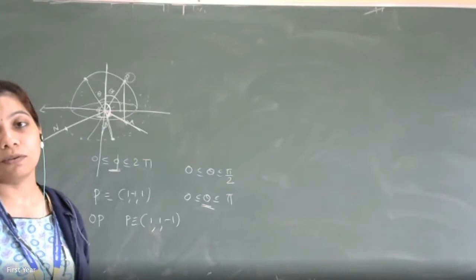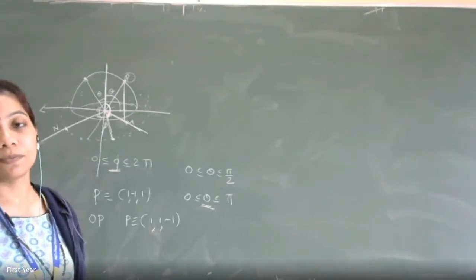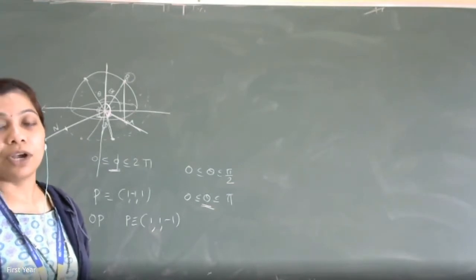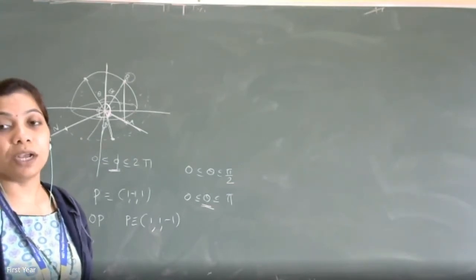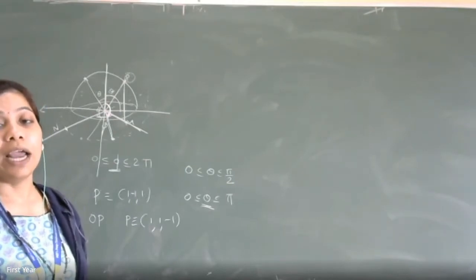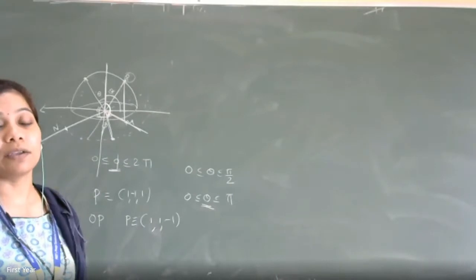Is it okay now? Krishna, is it clear? Yes, you had asked me to repeat, so I have repeated quickly. Phi lies between 0 to 2 pi and theta lies between 0 to pi.